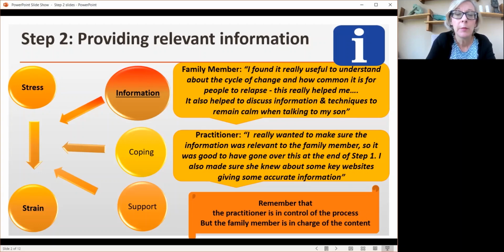And sometimes, again, the family member is struggling to find what they might need. And it's fine then to also say, well, other family members have found this helpful, say, as an example, the cycle of change, or they found information about anxiety or trouble with sleeping. Would that be helpful for you?